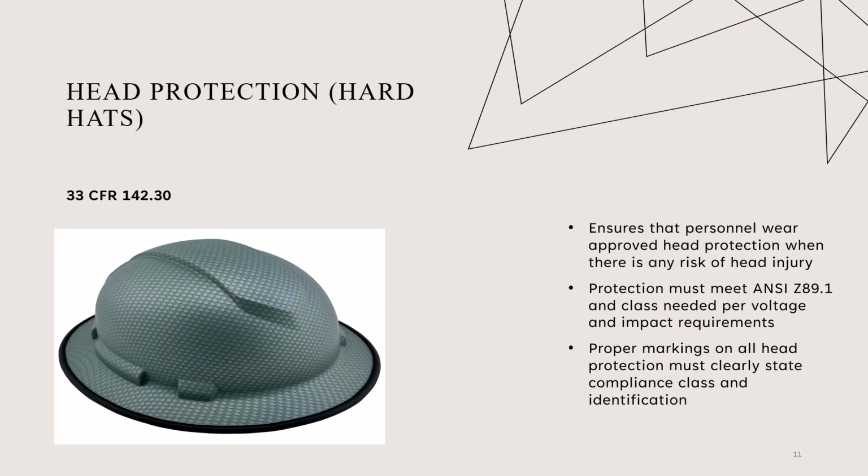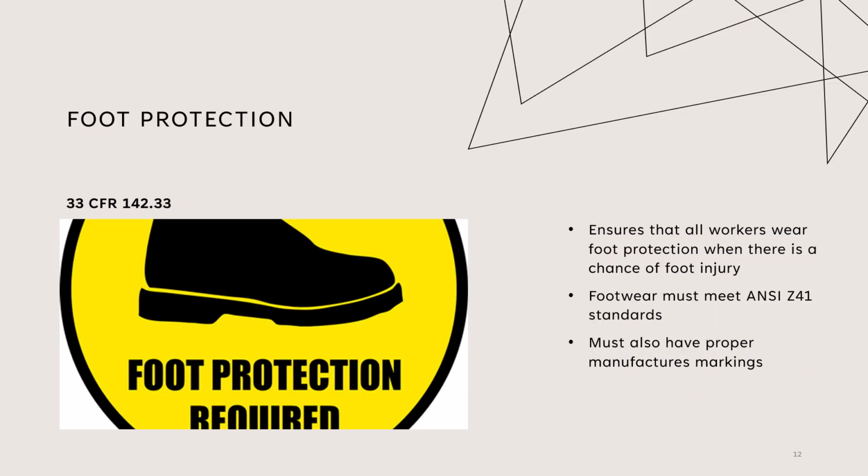Moving on to 33 CFR 142.30, which is head protection, hard hats. This section ensures that personnel wear approved head protection when there is any risk of head injury. Protection must meet ANSI Z89.1 and the class needed per voltage and impact requirements. It also requires that proper markings are on all head protection, and it must clearly state the compliance class and identification.